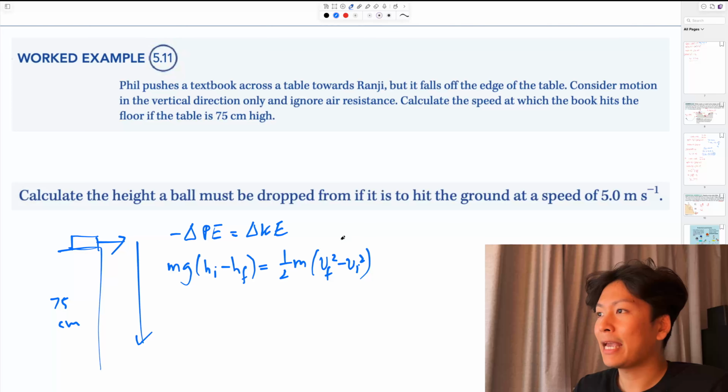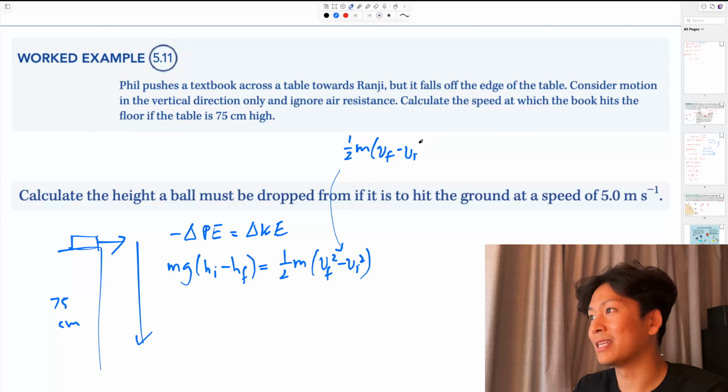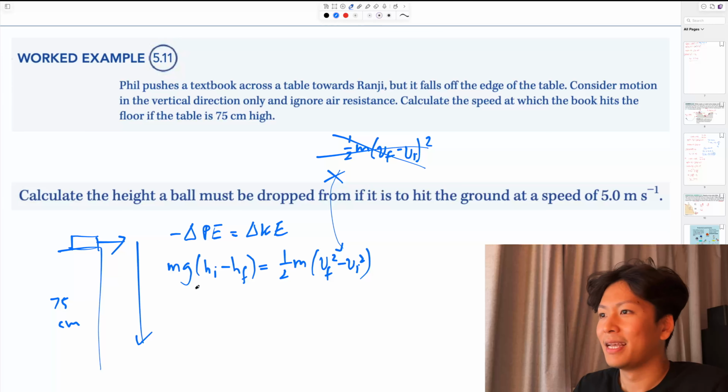Be careful with this one, by the way. It is not half m(v_f minus v_i) squared. This is not the same, mathematically not the same, so do not do that. Cool. Where was I? So let's say that my 0 point is down here. That means that my initial point is 75 centimeters up. So masses cancel out.